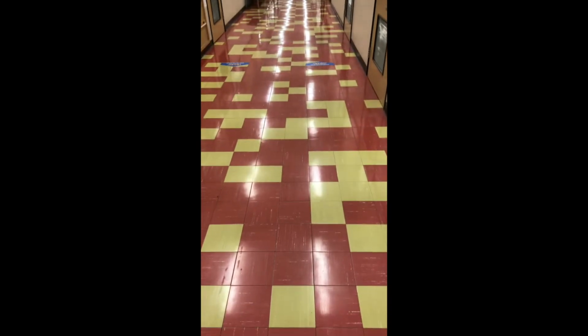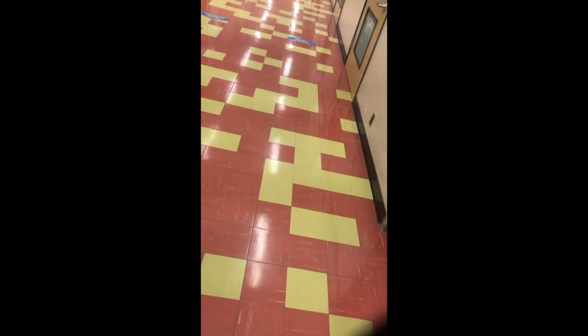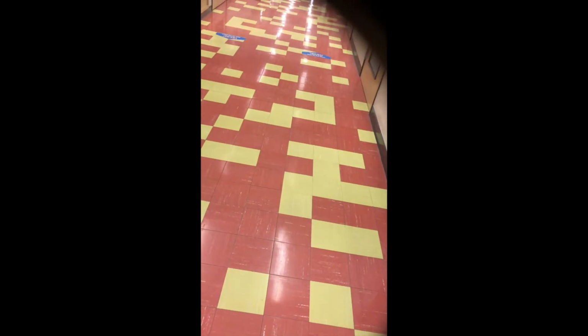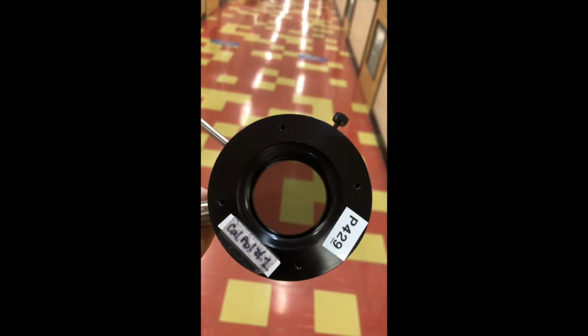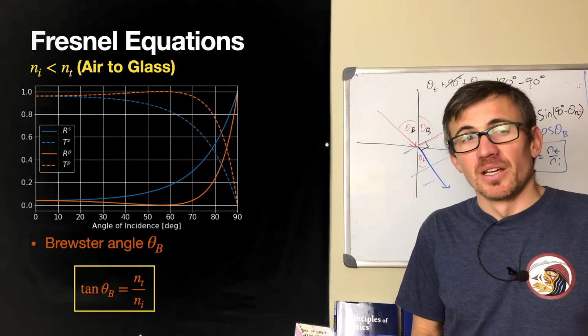Okay, here we are in the Elliott wing, and we're looking at the reflected light. I have a polarizer which blocks one polarization and not the other, and as I rotate it, the light disappears for a particular angle, corresponding to p-polarized light at the Brewster angle, which from here looks to be about 60 degrees for this particular floor. So that is the definition of the Brewster angle.